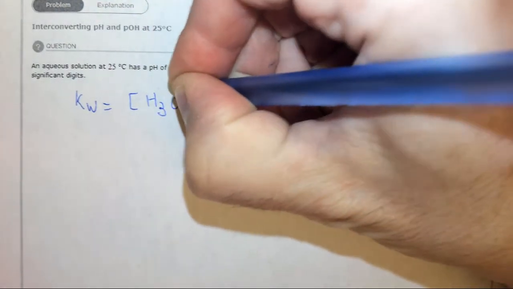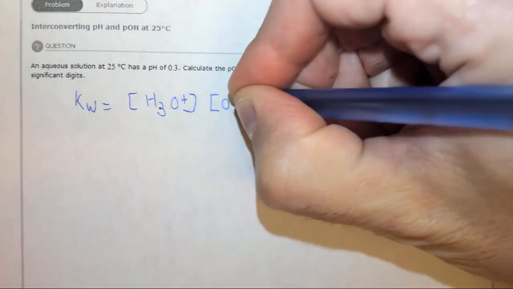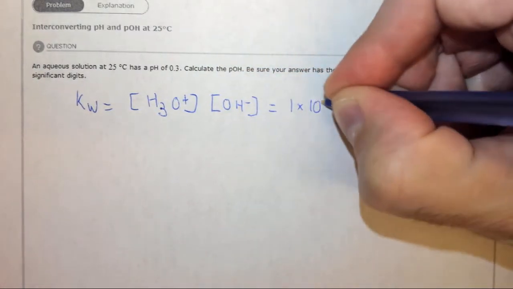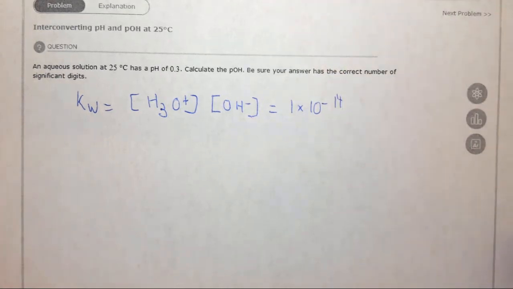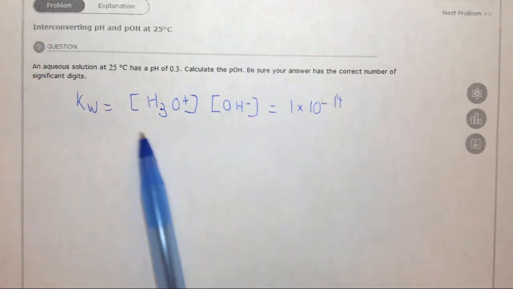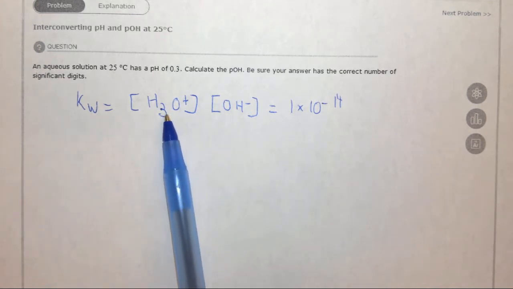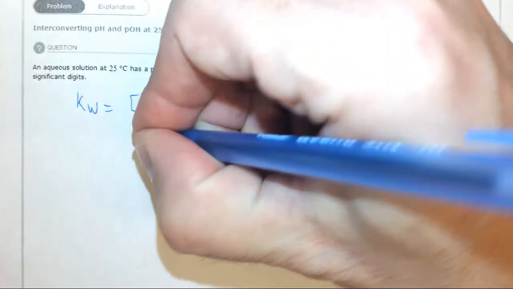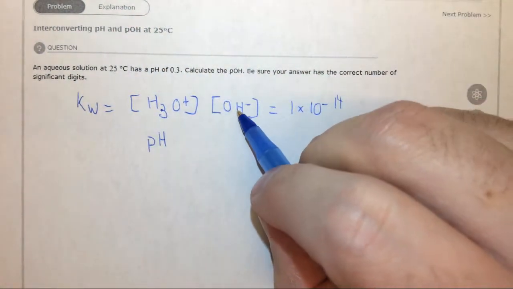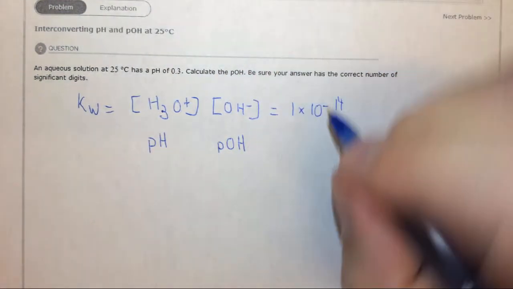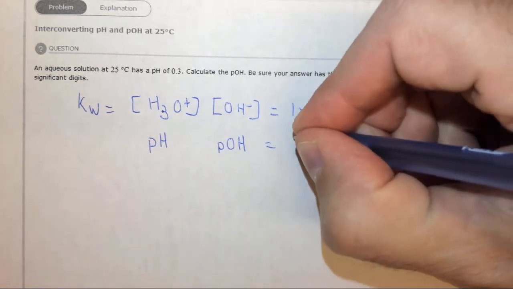And if you'll recall, Kw equals the concentration of H3O+ times the concentration of OH-. And as a number, it equals 1 times 10 to the minus 14. So we have this equation from the past. And if we were to take the negative log of the concentration of H3O+, we would have pH. And if we were to take the negative log of the concentration of OH-, we would have pOH. And if we were to take the negative log of 1 times 10 to the minus 14, we would have 14.